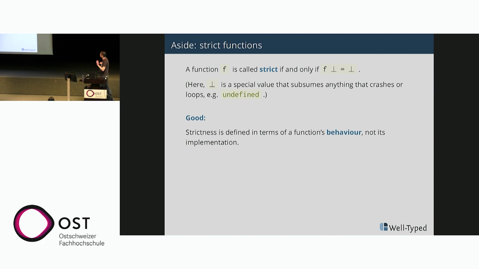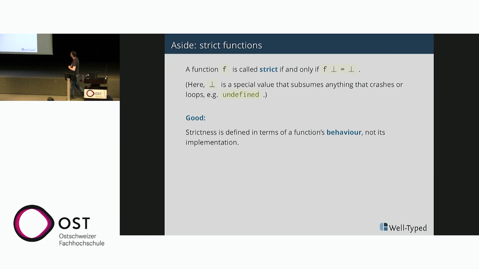I mean, you can argue, but a good aspect of this definition is that it's defined in terms of a function's behavior. You can talk about a function being strict simply by observing how it behaves. You don't have to look at the code, right? So in that sense, it's good. You don't necessarily have to know the implementation of a function. If you're given a library that you can't see the source code of, you can still figure out how strict the functions in there are simply by calling them. Right?